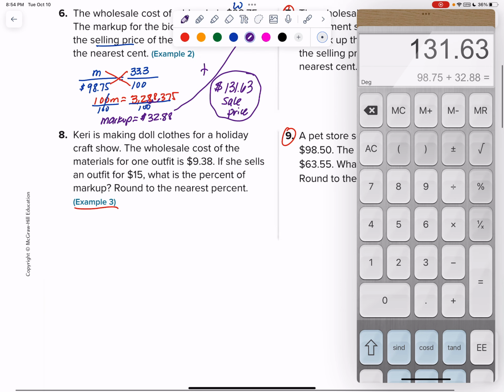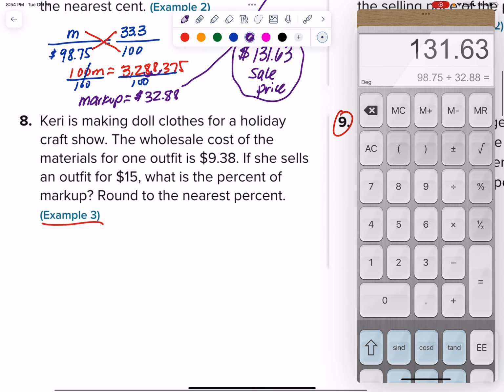All right, number 8, ready? Carrie is making doll clothes for a holiday craft show. Wholesale cost of the material. There's my wholesale, the W. She sells the outfit for $15. So this is my sale price, okay? And what is a sale price? Well, it's a price plus the markup, okay? And so we do have to figure out what the markup is, but we can do that. And they want to know what the percent is. So the percent is the unknown. Okay, so let's go ahead and set this up.